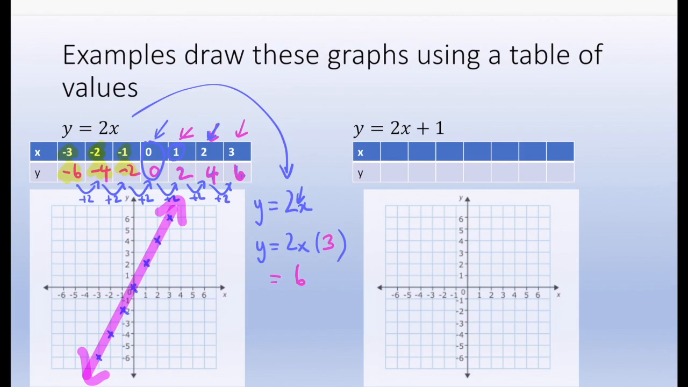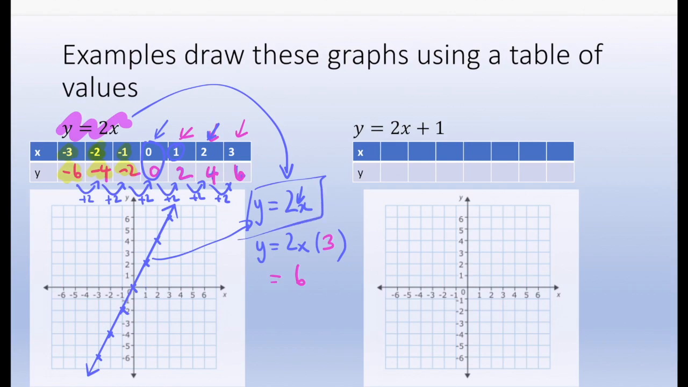Let's see if we can draw it there. Yeah. So that's something you should do. I'll take the highlighter off. And what is that line? Well, that's the line y equals 2x. So that belongs to that. Okay?